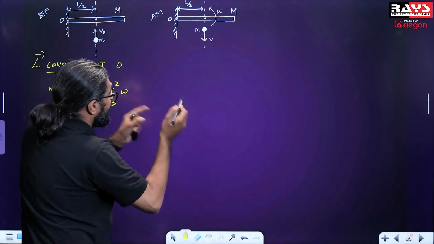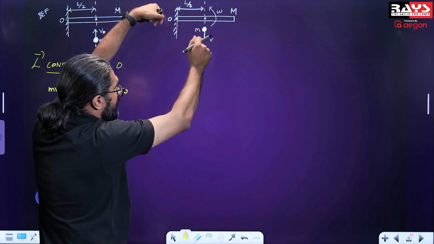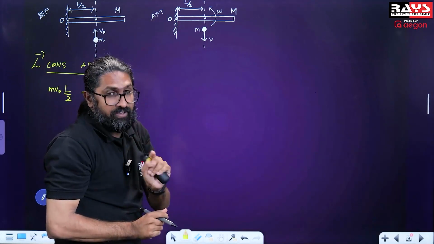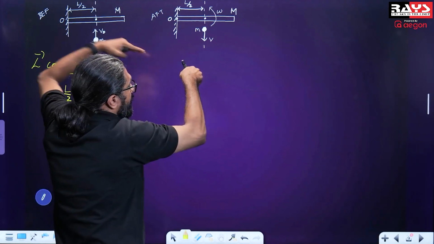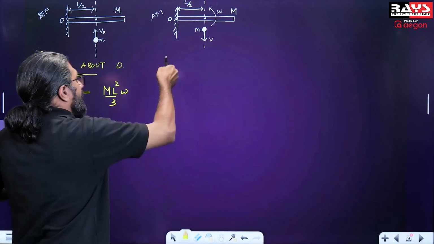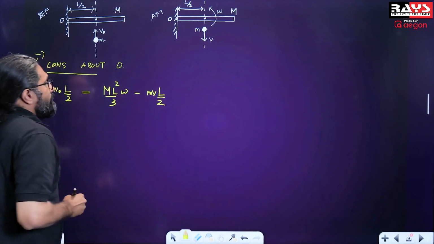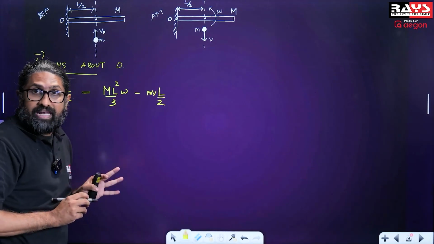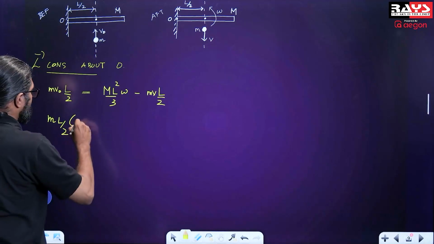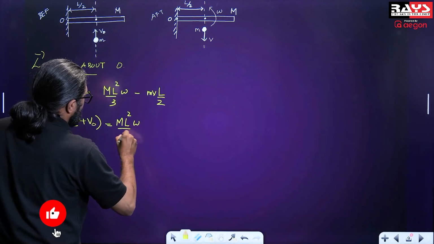The angular momentum of this particle after the collision would be m v, its linear momentum, multiplied with L by 2 again, but that will be a negative value because you have p vector down here, r vector is here, r cross p will be into the plane. So if out of the plane is positive, into the plane will have to be negative. So I have minus m v into L by 2. On rearrangement, what I would then have is simply m L by 2 into v plus v0 is equal to M L square omega by 3.